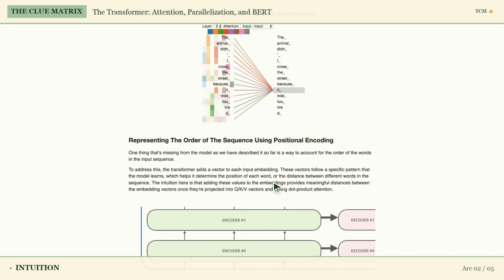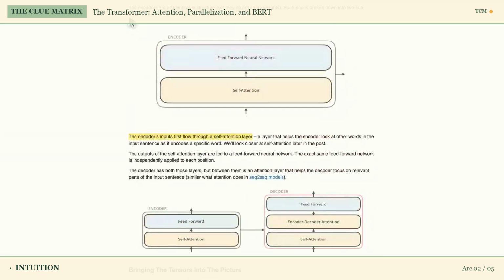Each encoder has two main sublayers. First, the encoder's inputs first flow through a self-attention layer. This is where the magic of contextual understanding happens. Self-attention. We've mentioned it before. What does it actually allow the model to do?